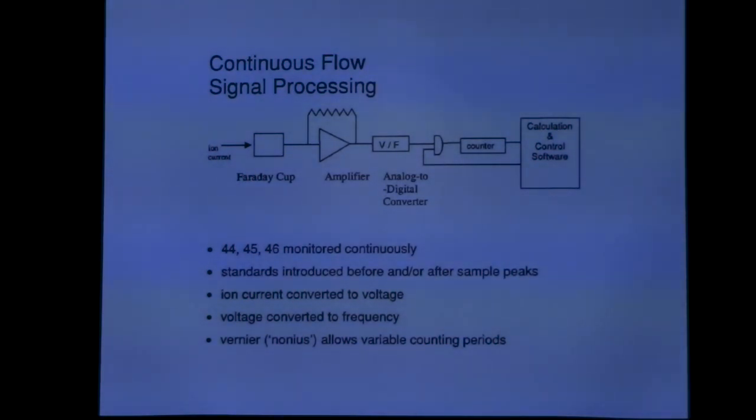So you actually end up with discrete points as a function of time, not a continuous signal. And so one of the decisions you have to make is how long do you measure slices of time to collect enough points to be meaningful. And what this has done is allowed for sort of variable counting periods. It's nominally maybe a quarter of a second.